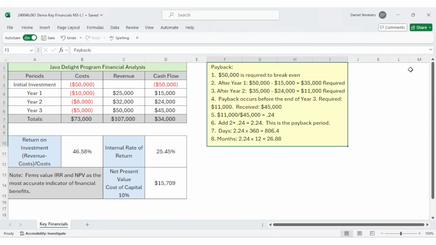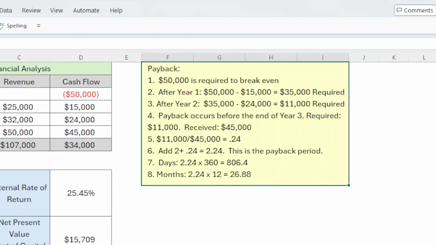Now, let's take a look at payback. Payback is the equivalent of a break-even analysis. In this example, Java Delight wanted to know how long would be required to recoup its initial $50,000 investment. Microsoft Excel does not have a payback function in its formulas, so we must manually calculate the payback.